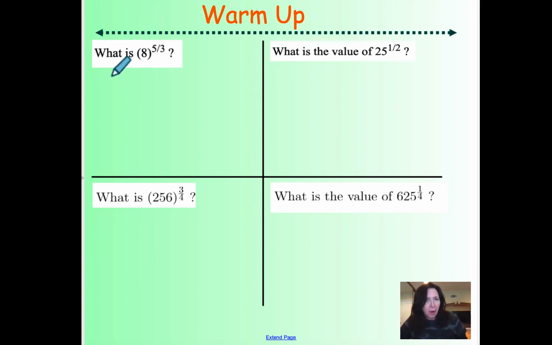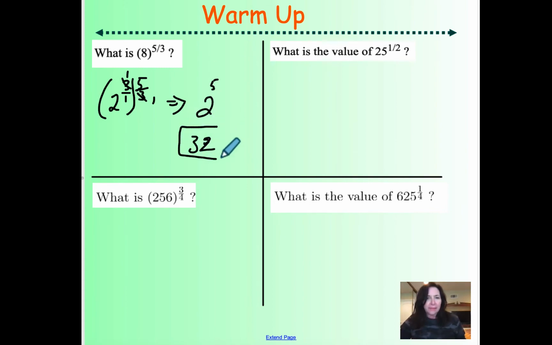When you're working on this problem, the key is to try to reduce all of your bases as low as you can. The 8, we can break that down to 2 times 2 times 2. So you should know that 8 is actually 2 to the 3rd power. And then to the 5 over 3 power. What's happening here is that the 3's are going to cancel and make 1. I'm going to end up with 2 to the 5th power, which is equivalent to 32. And box that up.